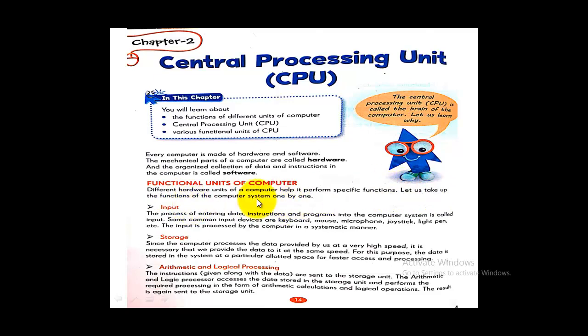Now the first one, input. The process of entering data, instructions and programs into the computer system is called input.